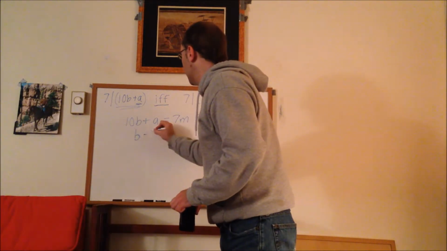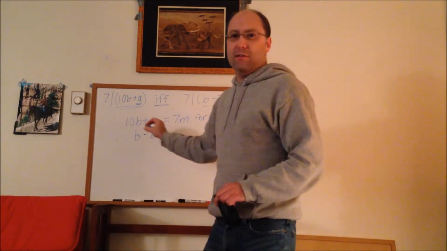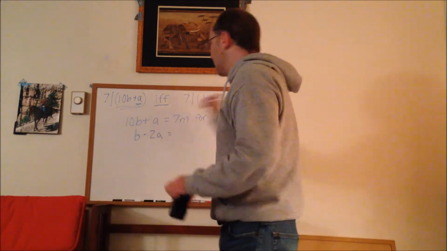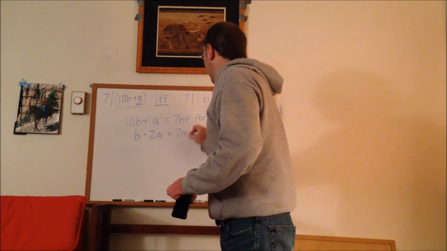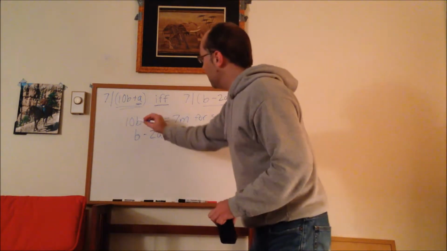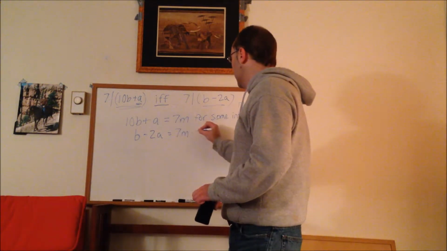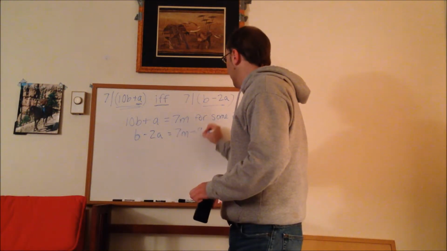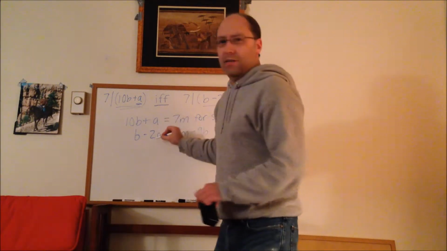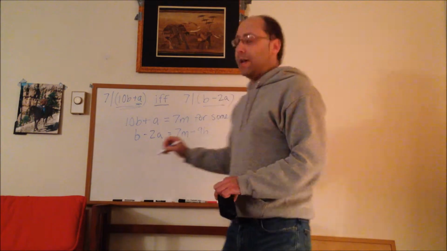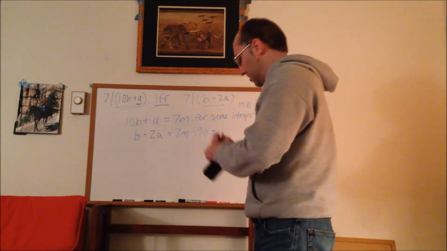Now how can we actually go to this, and how did I think to get from here to here in one step? Well, how do we get from 10b to b? We subtracted 9b from both sides. And then, to get from a to minus 2a, we had to have subtracted 3a from both sides.